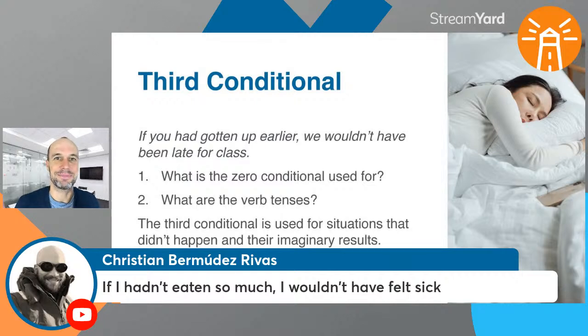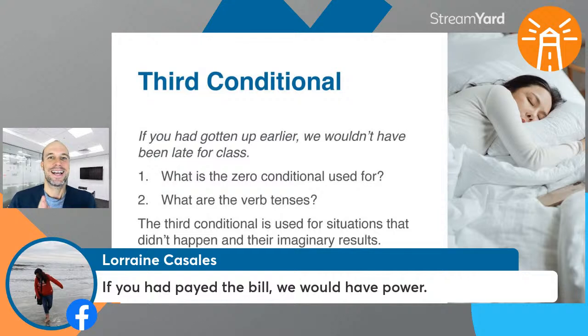Christian, I think you got it, my friend. If I hadn't eaten so much, I wouldn't have felt sick. Perfect. Yes, that is a great answer. If I hadn't eaten so much, I wouldn't have felt sick. So you did eat a lot. It's not possible that you can go back and not eat as much. And you would have felt differently. You would have felt better if you hadn't eaten so much. Perfect. Great job, Christian. You must have a good teacher, right?